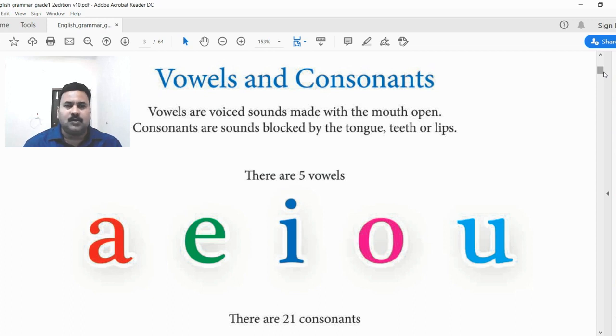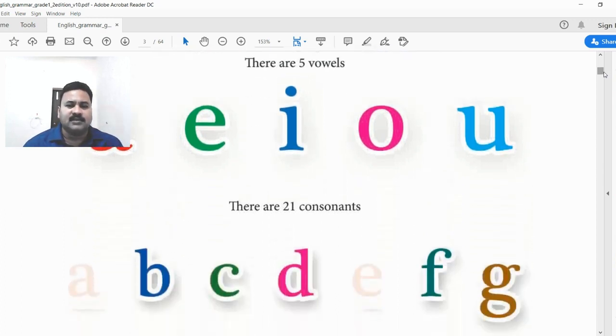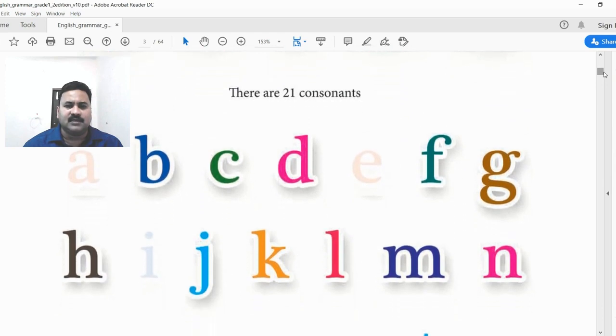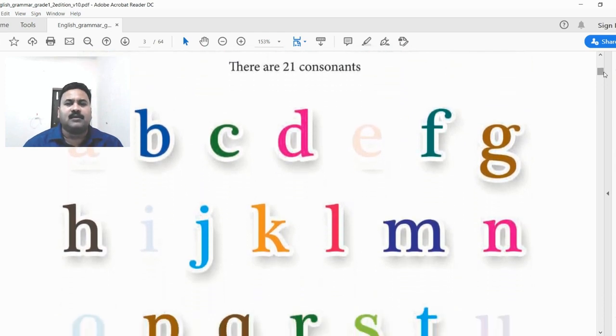Now let us voice the consonants and see whether they have any hindrance in the sounding of these letters. There are 21 consonants. Let's sound them out. B. See, the lips are touching. There is an obstruction of sound. Like that, C. There is an obstruction of the lips and the teeth. D. There is an obstruction of the teeth. F. G. Like that. These sounds have some obstruction. They are not free sounds like A, E, I, O, U. Hence, these are called consonants and those are called vowels.